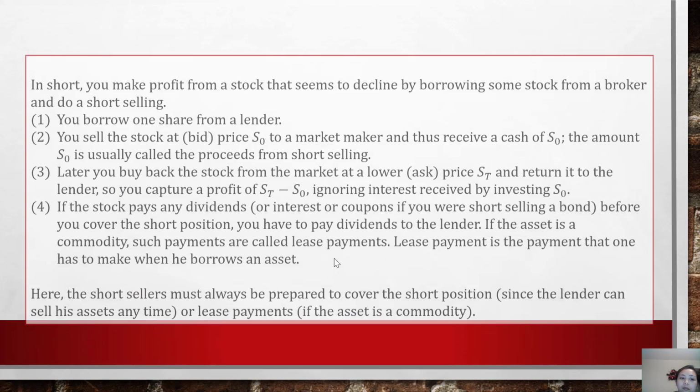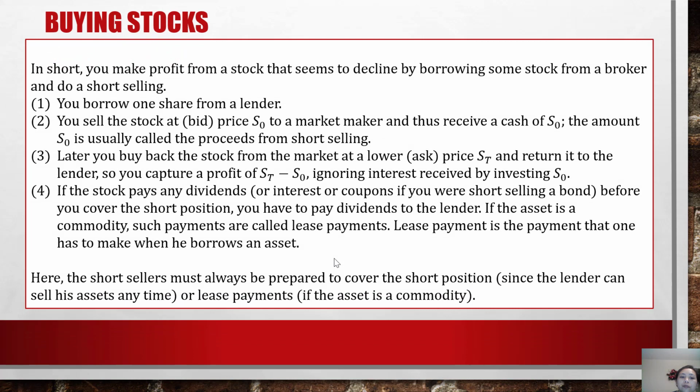Alright. So in short, you make profits from a stock that seems to decline by borrowing some stock from a broker and doing short selling. You borrow a share from a lender. You sell the stock at a low price, at the bid price.